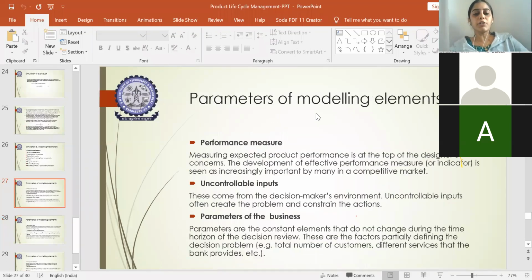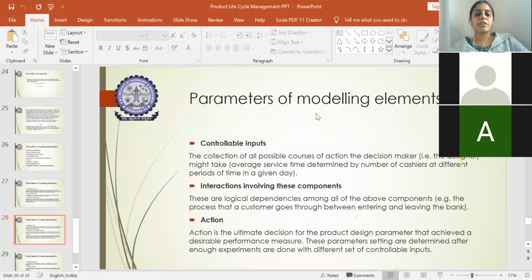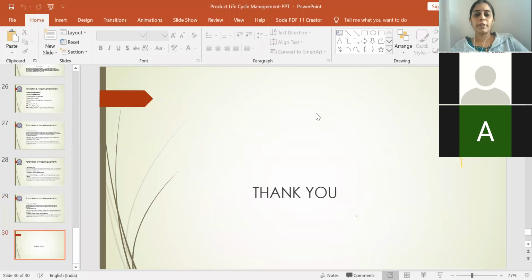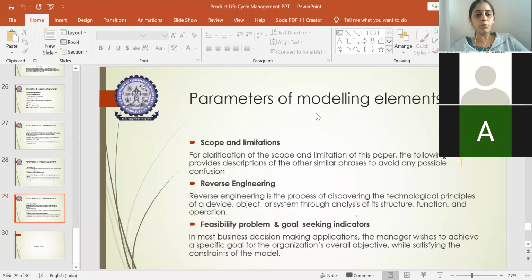That is what is being shown here. Performance measurement, which I explained right now, uncontrollable inputs, parameters of the business, action, interactions, and controllable inputs have all been explained to you already. So this was related to module 2, which is associated with modeling and simulation.